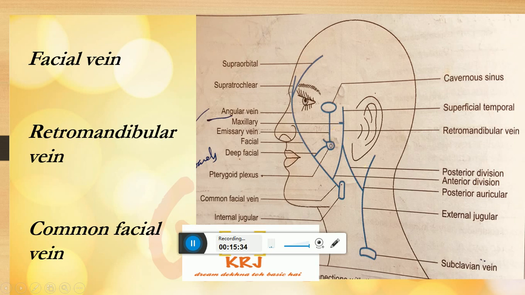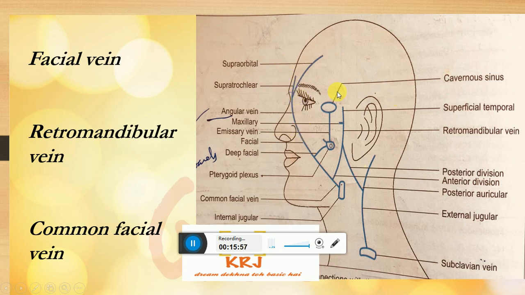Relax. I know you guys are getting confused. Okay, listen. Just draw one C, a reverse C. This side is supratrochlear, and near the eyes it is supraorbital, just before the orbit. Correct? So this is supraorbital. Supraorbital and supratrochlear give you the facial vein.